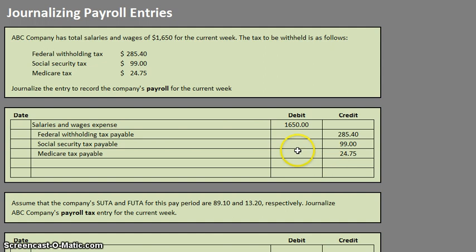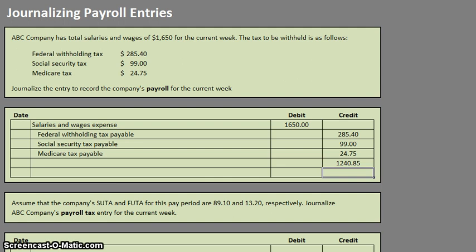Now, at this point, you'll notice that my debits do not equal my credits. And as we know with all journal entries, our debits must always equal our credits. So let's go ahead and find out what amount I would have to plug into this credit side to make the sum of my debits equal the sum of my credits. All right, so I'm going to find the difference between both sides. I have $1,650 in the debit side, and I'm going to minus out all of those credits.